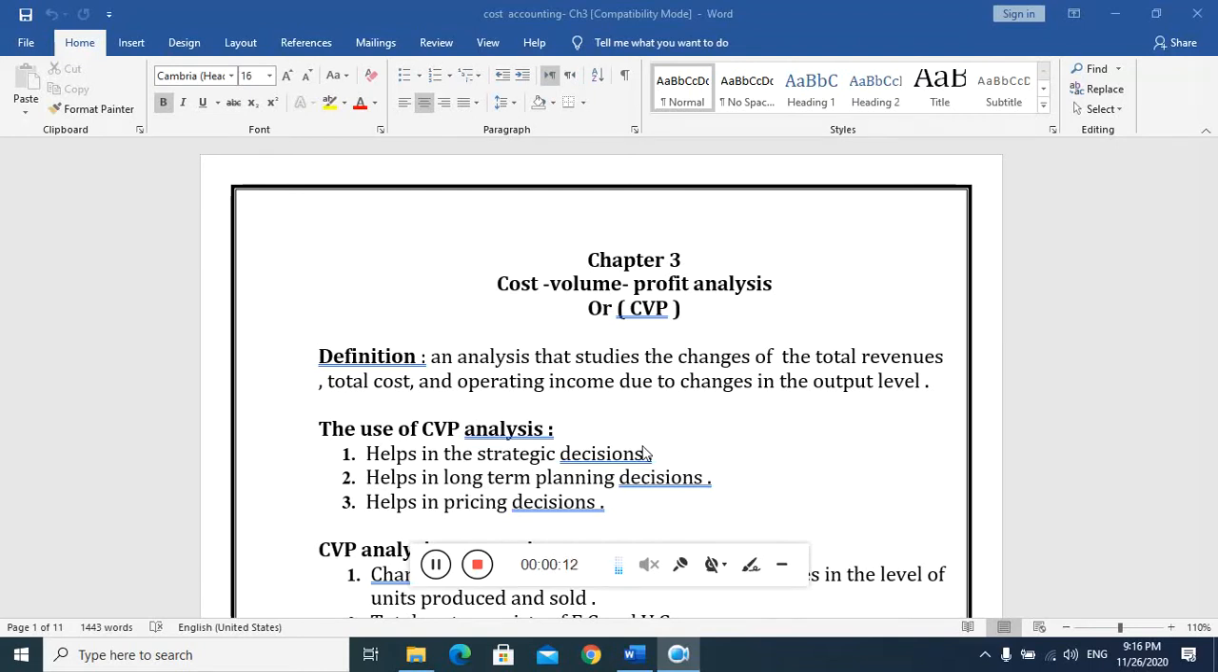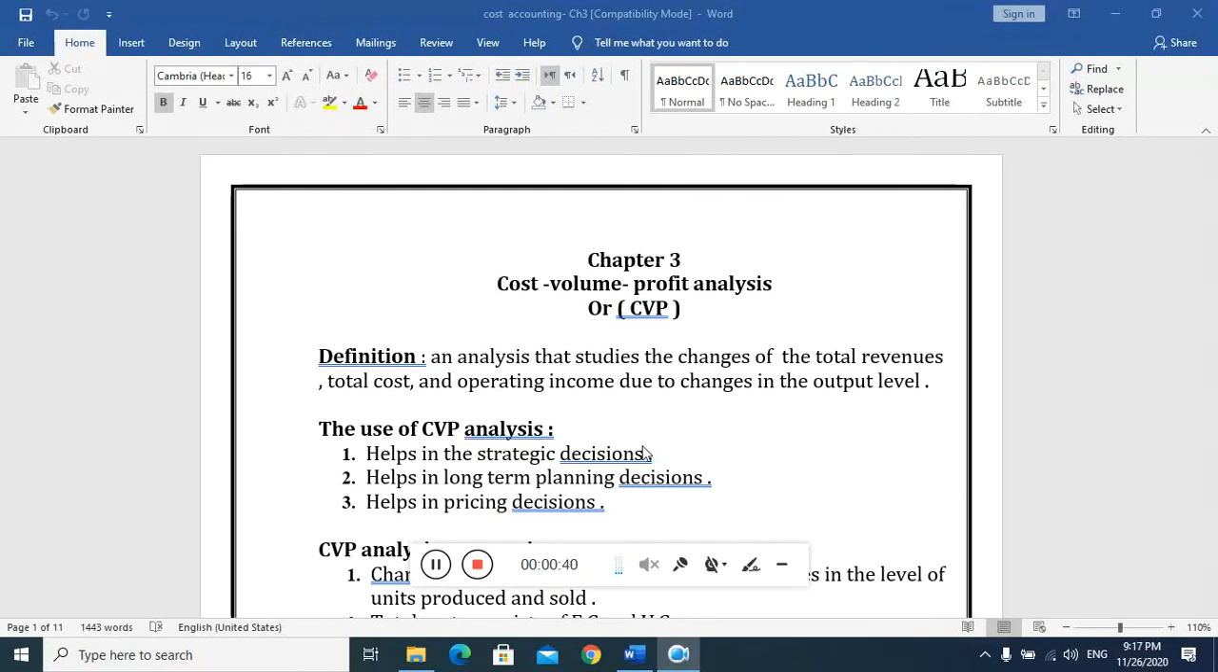And we are going to talk about a new chapter, chapter 3: cost volume profit analysis, or CVP analysis. What do we mean by a CVP analysis? An analysis that studies the change in the total revenues, total costs, and total operating income due to the change in the level of output.